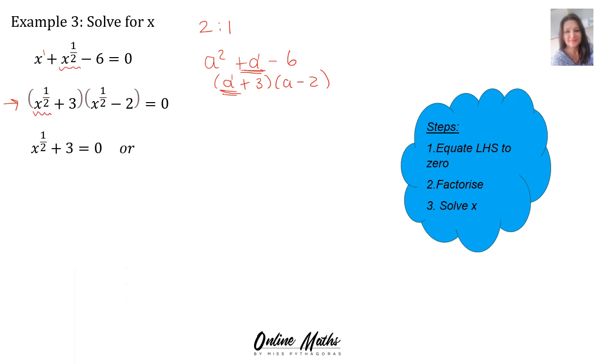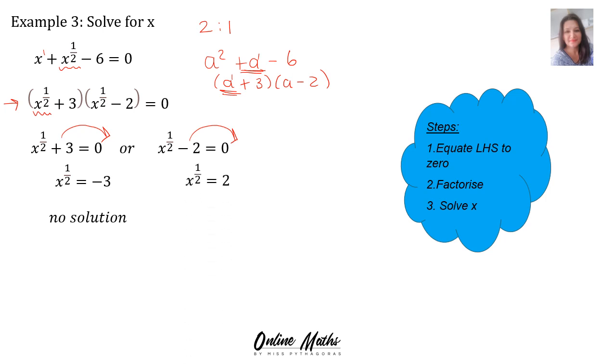And then you're going to split it into x to the half plus 3 is 0, or x to the half minus 2 is 0. And then on the left, you take the plus 3 to the right-hand side, and you're left with x to the half is minus 3, which has no solution. And then minus 2 will go to the right-hand side, becomes 2.